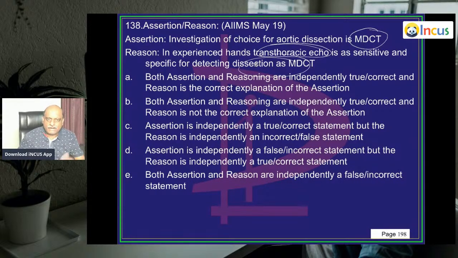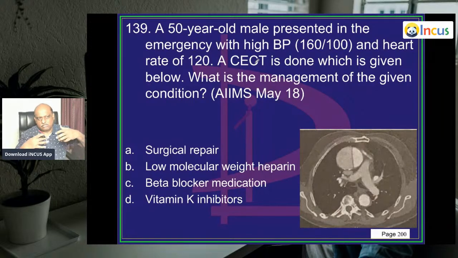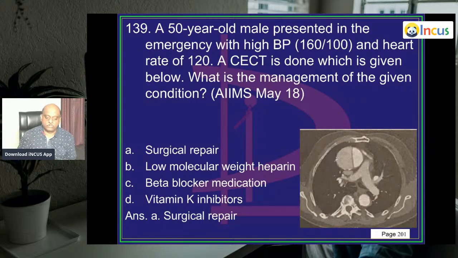Well, the assertion is true, but the reason is not the reason for the assertion. A 50-year-old male presents to the emergency with high blood pressure. 50 years means the beginning of the atherosclerotic age group. And hypertension will increase the shear stress on the wall of the aorta, which predisposes to dissection. His heart rate is 120 and a CECT is done, which is showing the aortic dissection. What do you need to do? You need to do the surgical repair.